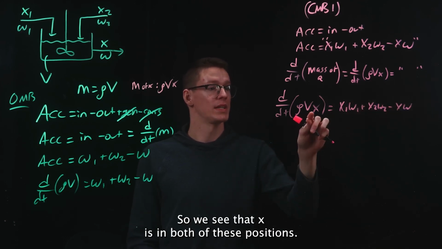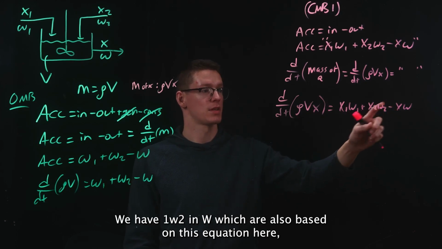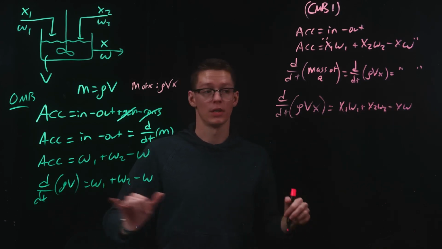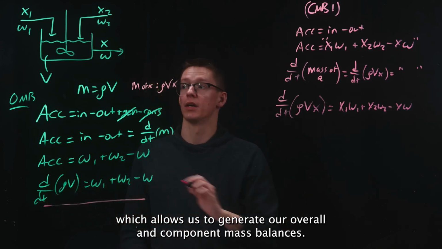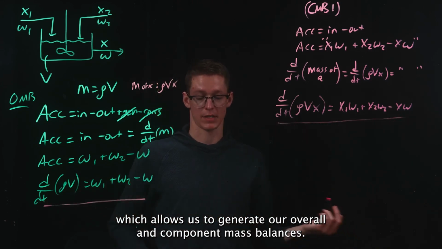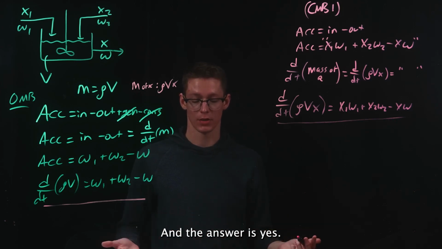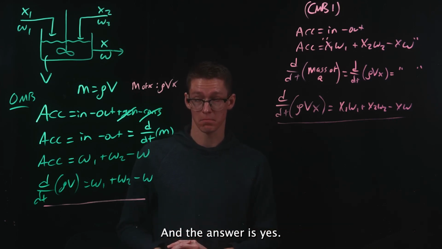So we see that X is in both of these positions. We have W1, W2, and W, which are also based on this equation here, which allows us to generate our overall and component mass balances. We might consider, can we now make this a more simplified equation? And the answer is yes.